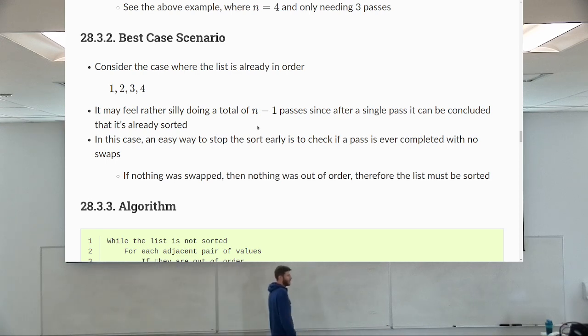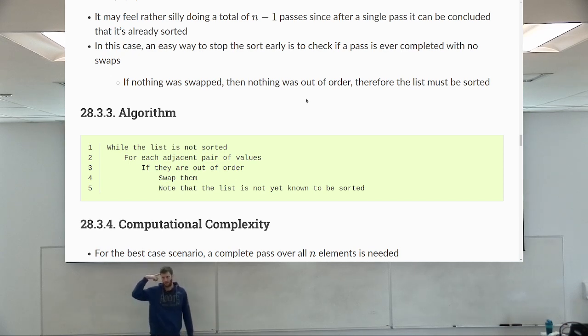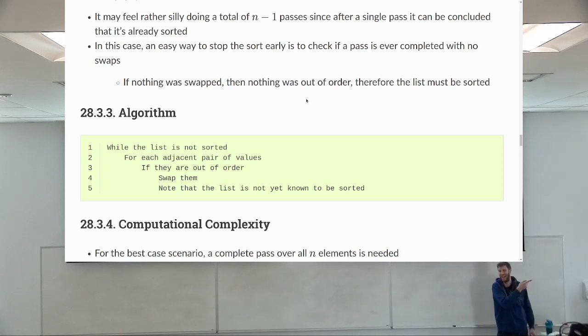So we can look at the algorithm. What does it say? Okay, well, the list is not sorted. For each adjacent pair of values, if they're out of order, swap them. Note that the list is not yet known to be sorted. If I ever swap something, I'll be like, okay, I swapped something, therefore I can't guarantee the list is sorted. That's the algorithm. Really, that last line isn't necessary, because I can guarantee that after n minus 1 passes, I know it'll be sorted. But we could stop the search early with that little flag idea.